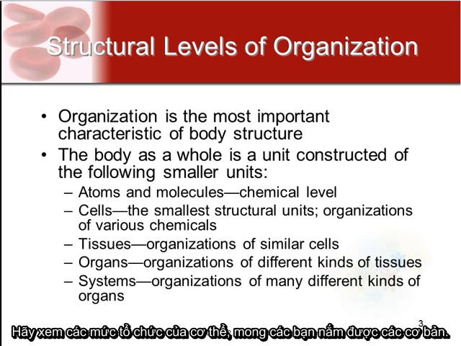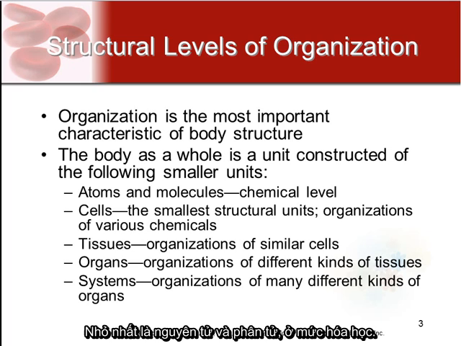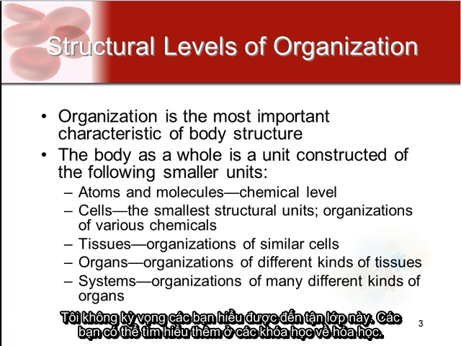So let's do just some levels of organization. This will hopefully help you to understand some basics. So the body as a whole is just constructed of smaller units, and you can break it down to smaller and smaller and smaller ones. So going from the smallest up, we just start with atoms and molecules. So this is the chemical level. I don't expect you guys to know any of that chemical level stuff. If you take a biochemistry class, you can learn it then.